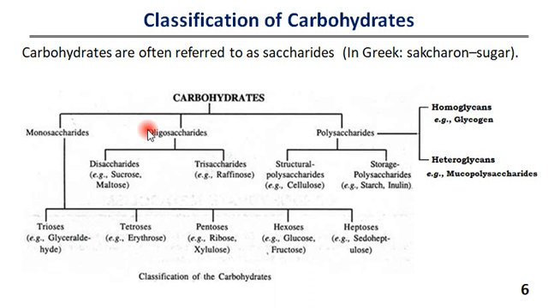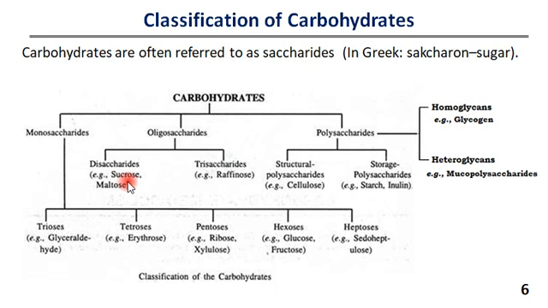Depending upon the number of monosaccharide molecules which constitute them, oligosaccharides are classified into disaccharide, trisaccharide, tetrasaccharide or pentasaccharide. Disaccharide means the oligosaccharide is made up of 2 monosaccharides. Di means 2, saccharide means sugar, means 2 units of monosaccharide.